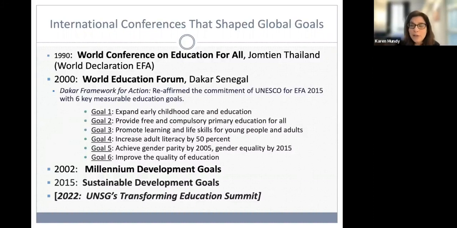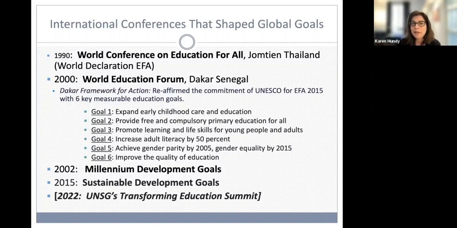One of the ways in which this international architecture evolves is through a series of normative frameworks, or frameworks that are captured over time through international conferences, and through these conferences, a process of goal setting happens at the global level. So we can trace those starting in the 1990s with the World Conference on Education for All at Jomtien, Thailand. This is the period in which the notion of education for all became a rallying cry across the international architecture of organizations working on educational development.